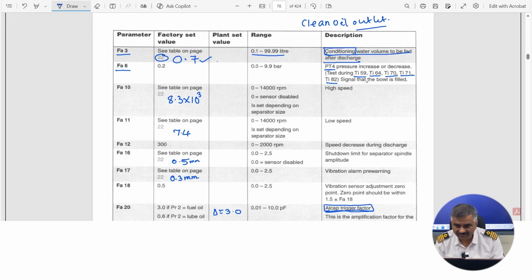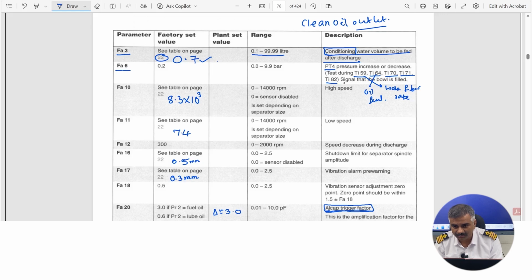TI59 is basically for the water flow rate calibration. Water flow rate calibration has to be done when the conditioning water is sent for the first time after the first discharge, to determine how much water is required in the purifier. That is the timer. Timer 64 is for the oil feed on. This is basically talking about a process where the bowl is being filled initially.